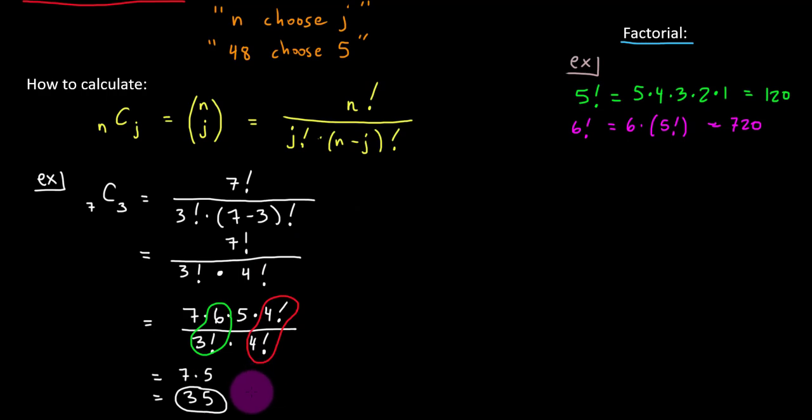Let's interpret this value of 35 being the solution to 7 choose 3. I'm going to draw a few faces here.